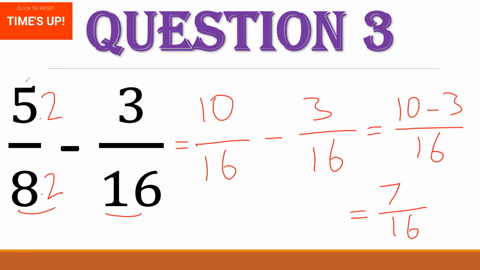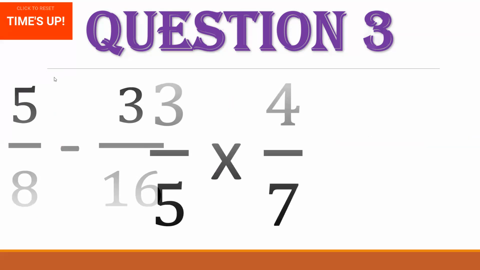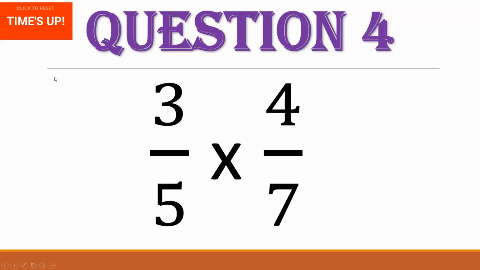Let's clear all, and then let's go to question 4. Question 4 is coming now. You're going to multiply them. Okay, let's see what you are going to do. Please try, your time starting now. 3 over 5, 4 over 7. You are going to multiply them. Please try. Yes, time is over.